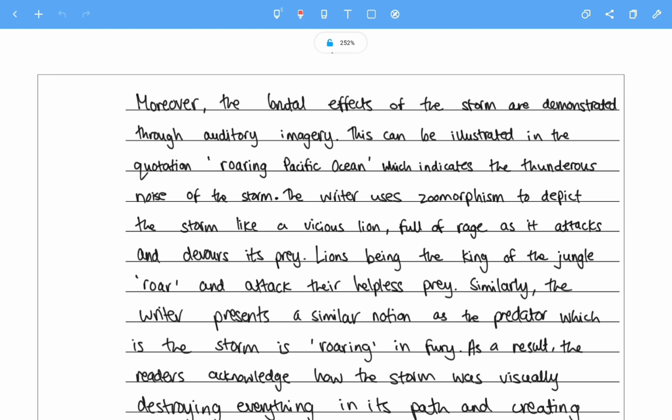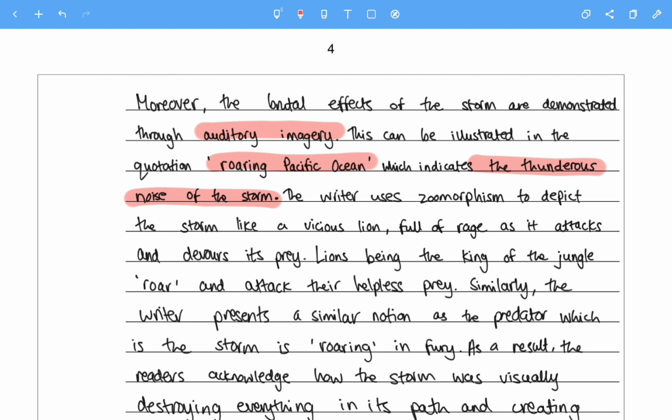Moreover, the brutal effects of the storm are demonstrated through auditory imagery. So what is auditory imagery? Auditory imagery is quite simply sounds which you can almost imagine. This can be illustrated in the quotation, roaring Pacific Ocean. This is my quote, which indicates the thunderous noise of the storm. Look how intimidating and how violent the storm really is.